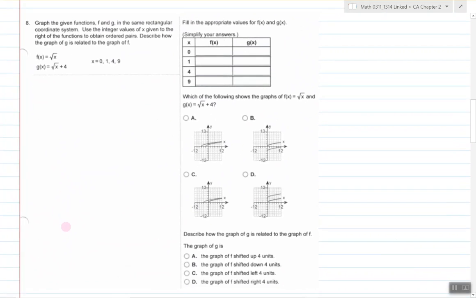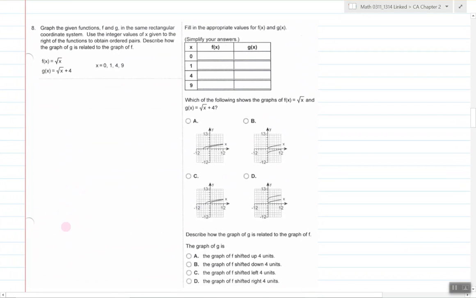All right, this one's going to be multiple choice, so I don't need to use the graphing tool. It says graph the given function f and g in the same rectangular coordinate plane. And then we're going to see if we can notice something. And they're telling me to use x is 0, 1, 4, and 9. This is a different function.